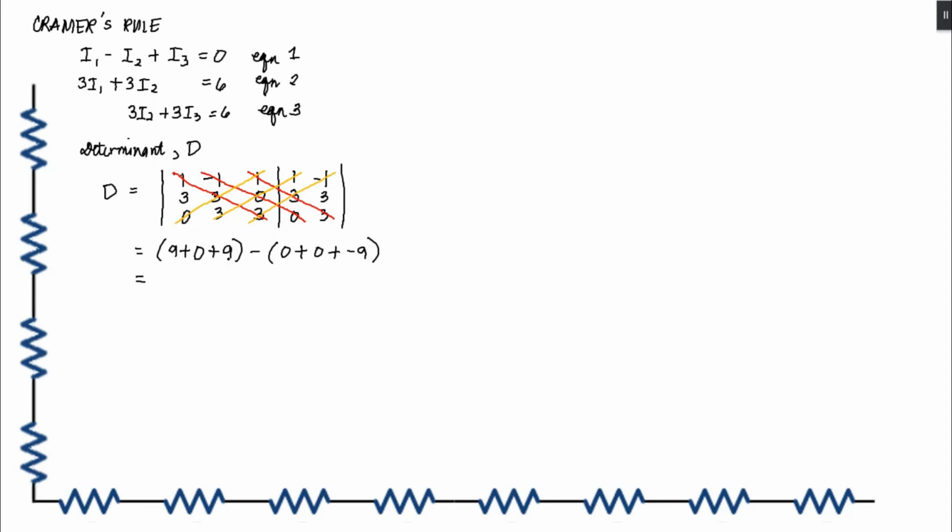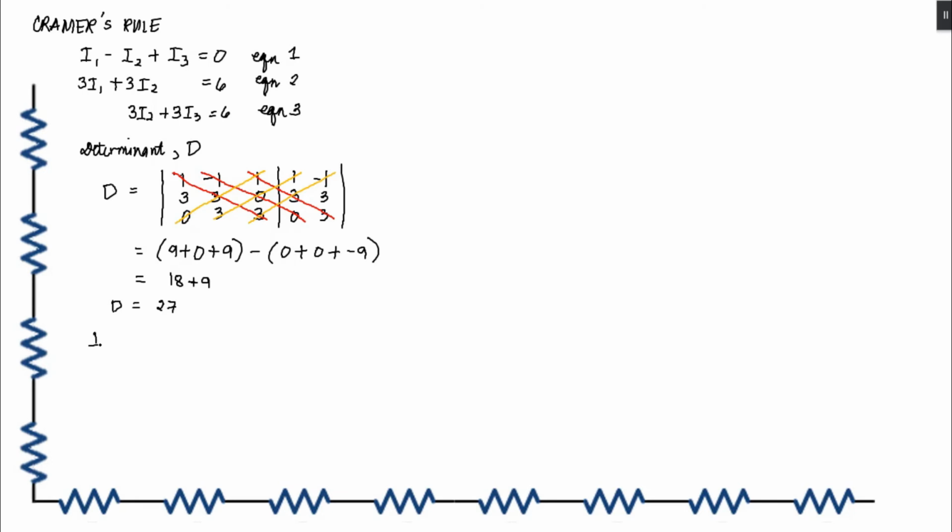So, 9 plus 9 plus 9, that's 18. Minus 0 plus 0 plus negative 9, that is positive 9. So, our determinant is equal to 27. And after that, you can get I sub 1, I sub 2, and I sub 3.